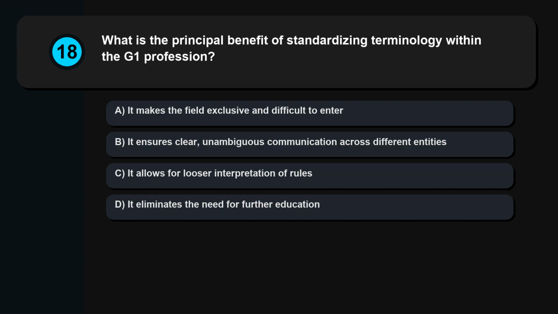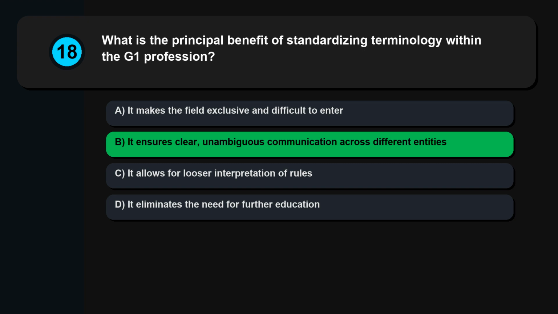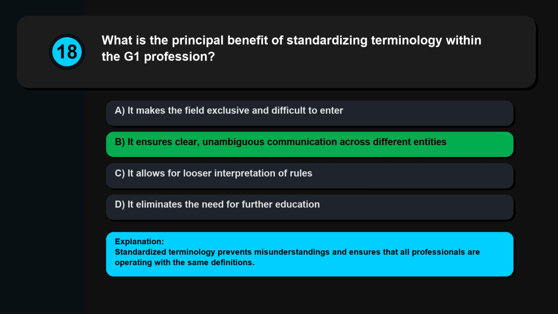Question 18. What is the principal benefit of standardizing terminology within the G1 profession? It makes the field exclusive and difficult to enter. It ensures clear, unambiguous communication across different entities. It allows for looser interpretation of rules. It eliminates the need for further education. Standardized terminology prevents misunderstandings and ensures that all professionals are operating with the same definitions.